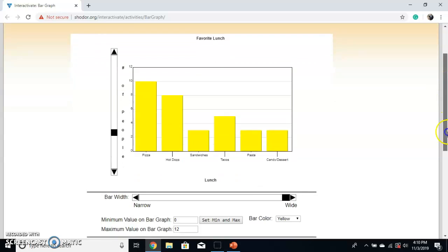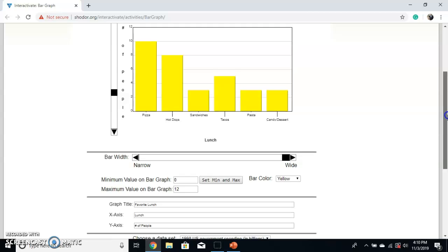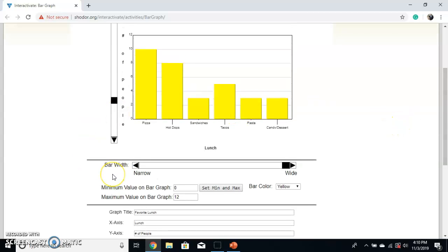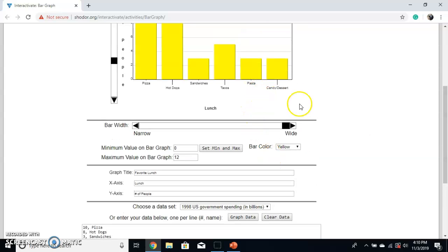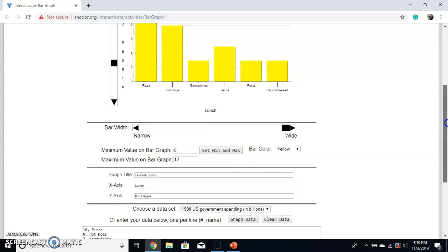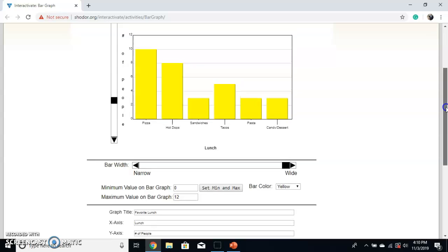It's a lot easier. You look at the numbers, you could tell 10's the biggest number, but visually I can ask you which lunch was the most, and you're going to be able to tell me pizza. Which is the second best? Hot dogs. What's the least? The least is pasta and candy. It's a tie. So once you get your data, you could input it and make your own graphs.